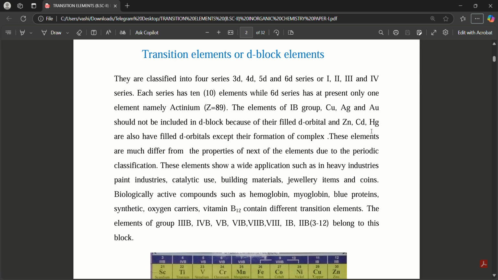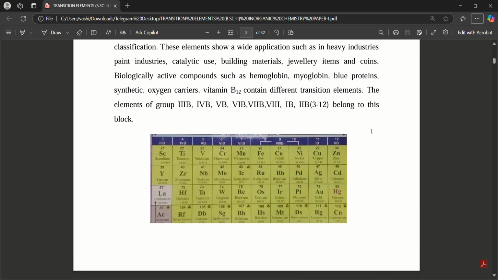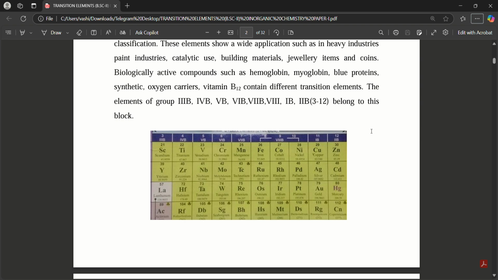These elements are much different in properties from the next elements due to the periodic classification. They show wide applications such as in heavy industries, paint industries, catalytic use, building materials, jewelry items and coins. Biologically active compounds such as hemoglobin, myoglobin, proteins, synthetic oxygen carriers and vitamin B12 contain different transition elements. The elements of groups 3 to 12 belong to this block.